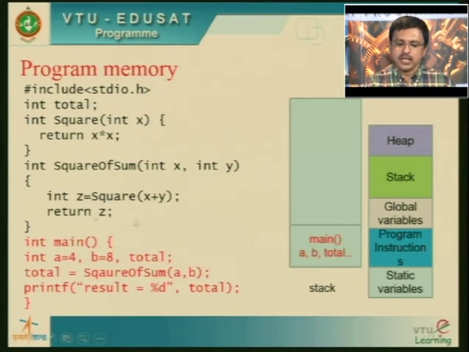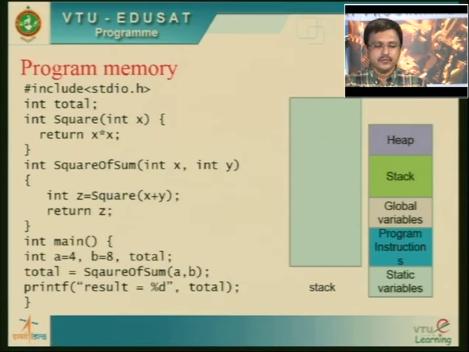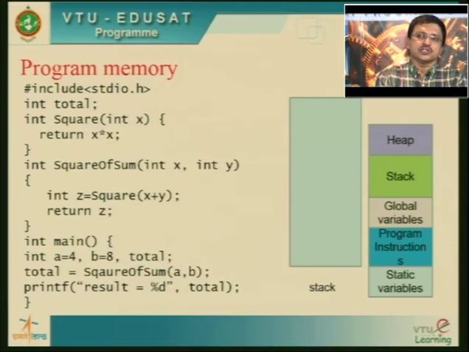At this point of time, I do not have access to z, nor to x and y, nor to the other x. The only things I can access now are a, b and total. Now, I have the printf statement, which is again a function. So, a printf stack frame is allocated, and when the printf returns, I come back here. That is the way in which stack is used.